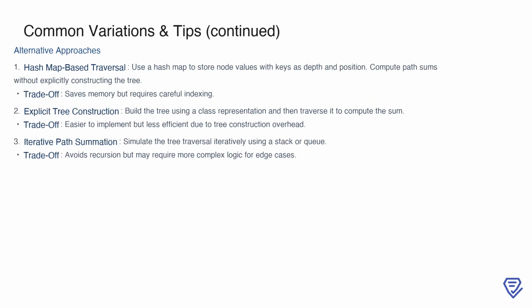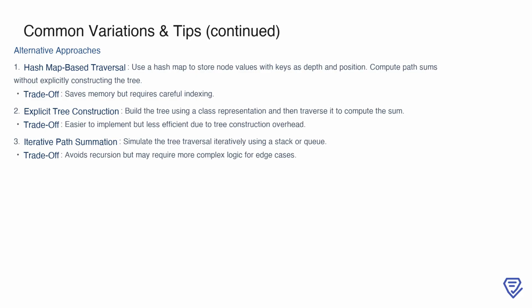There are several alternative approaches you can consider for this problem, each with its own trade-offs. One efficient method is hash map-based traversal. Here, you store node values in a hash map, using the depth and position as keys. This allows you to compute path sums directly without explicitly constructing the tree, which saves memory. However, this approach requires careful indexing to ensure correctness.